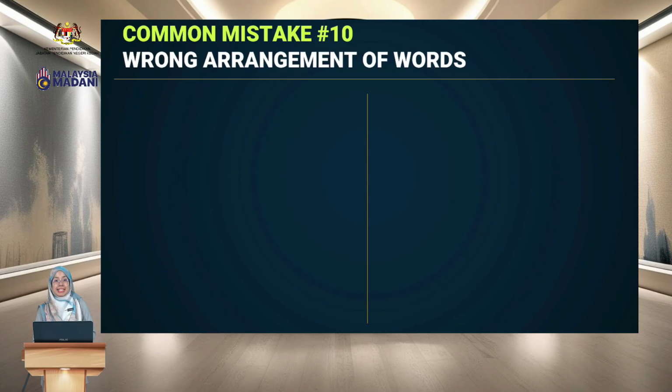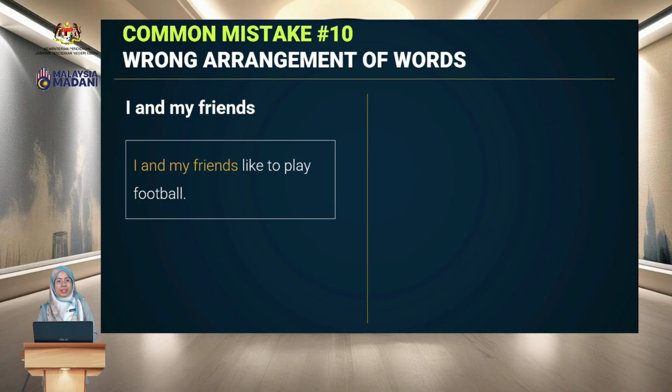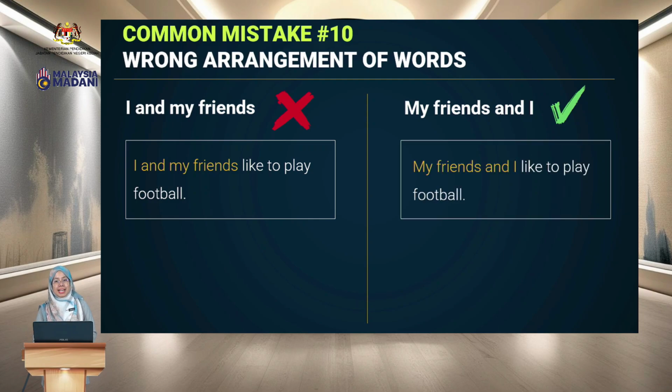Next common mistake is wrong arrangement of words. Now let's take a look. I and my friends like to play football. Why is this wrong? Supposedly, you should write my friends and I. Remember, in English, you should put others first before you. My friends and I like to play football.